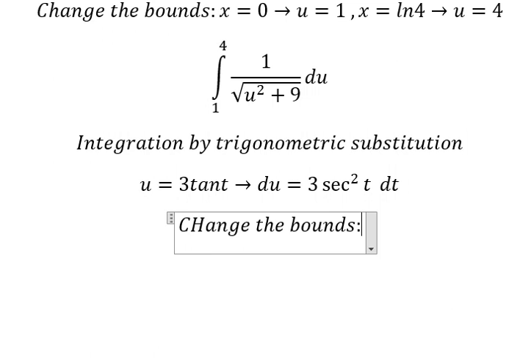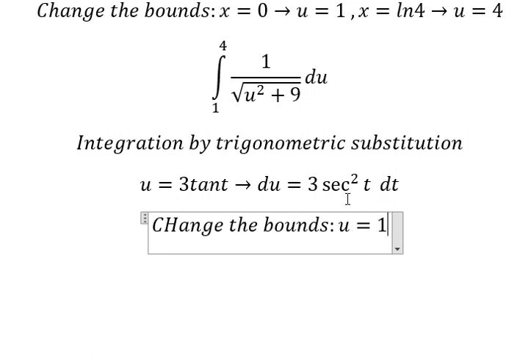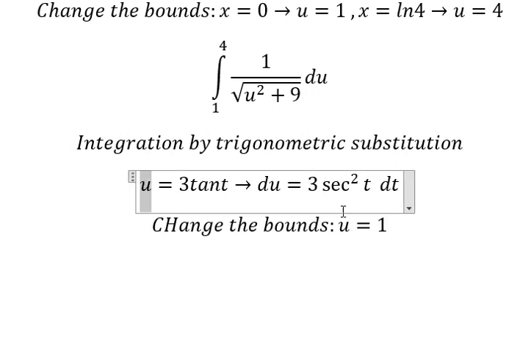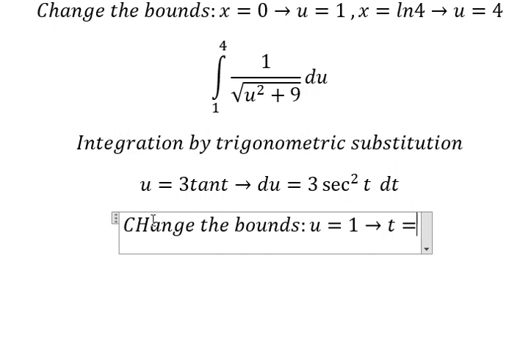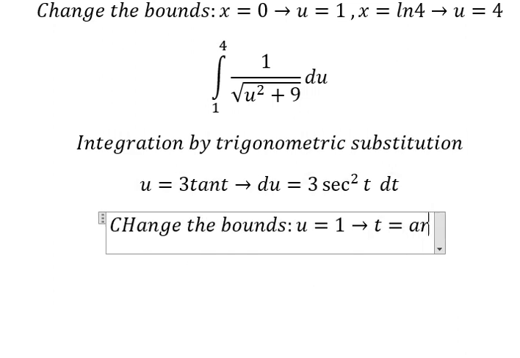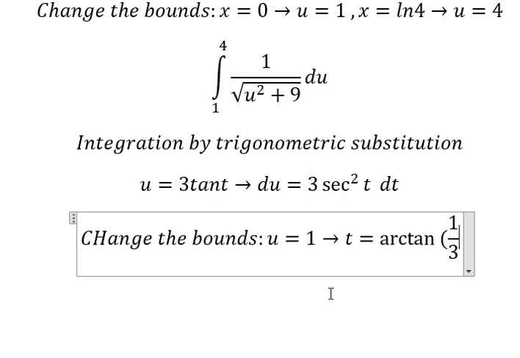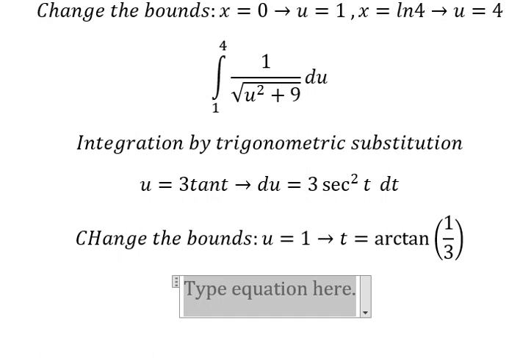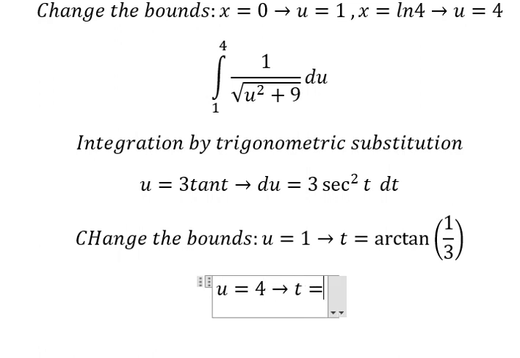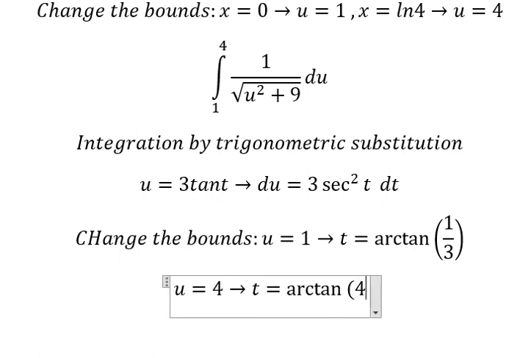So when u equals 1, we put 1 here, and we can find the value of t, that is 1 divided by 3, and we can use arctan of 1 over 3. So when u equals 4, we have t equal to arctan of 4 over 3.